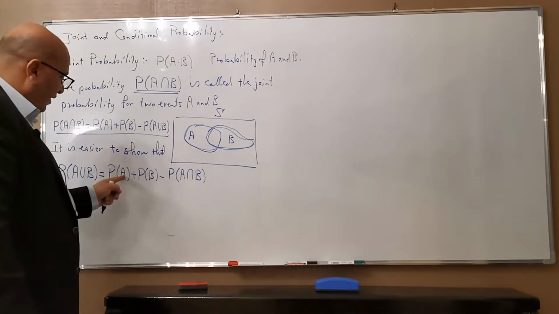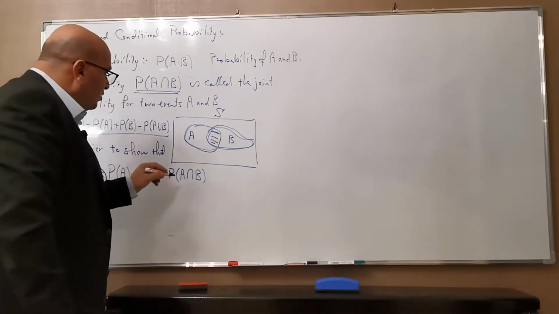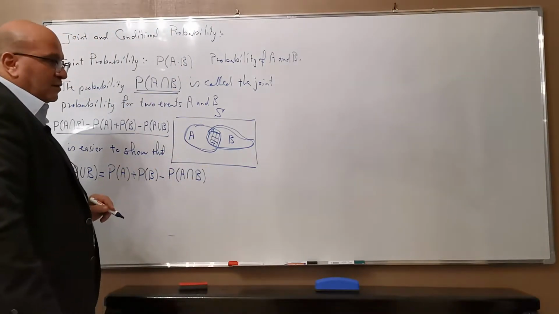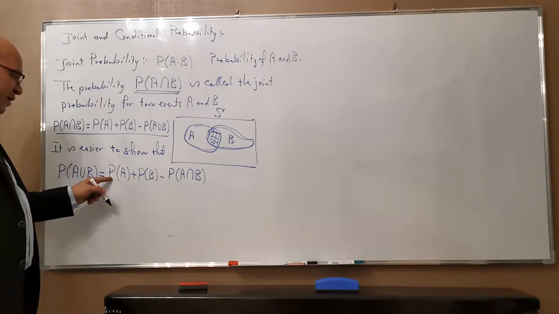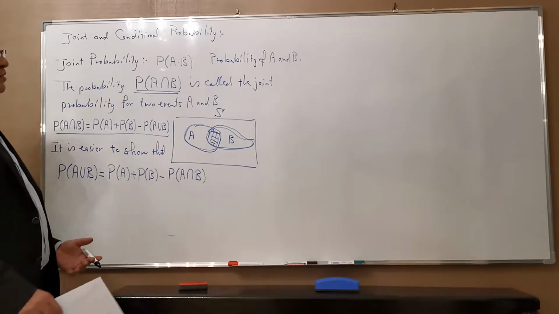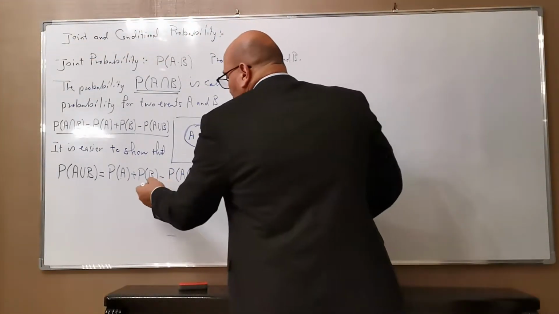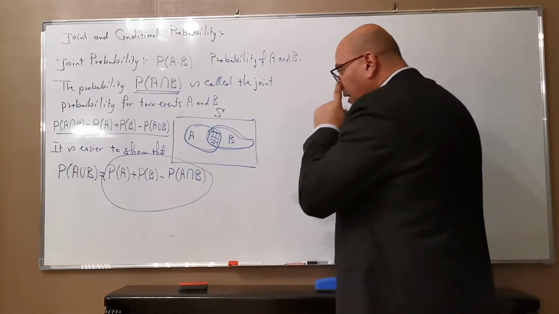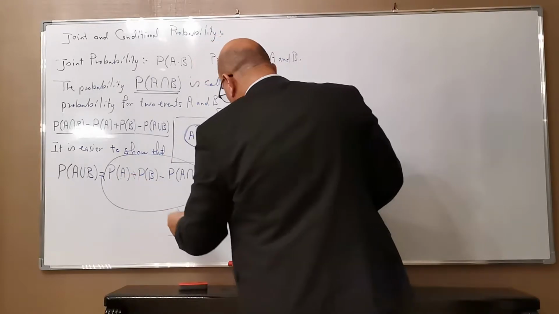So the probability of A contains this part. The probability of B also contains this part. So you have to subtract it. So the probability of A union B is the probability of A plus the probability of B minus the intersection between them. Okay, because you have to include it just once, not twice. And it is included twice because of A and B.